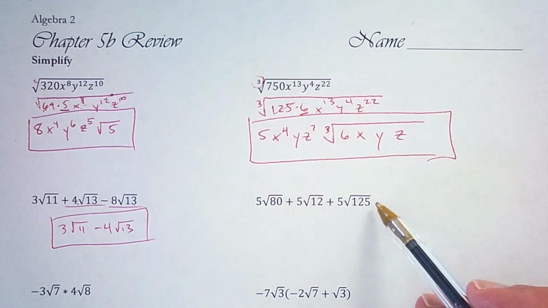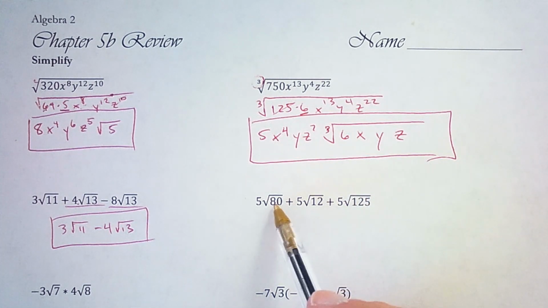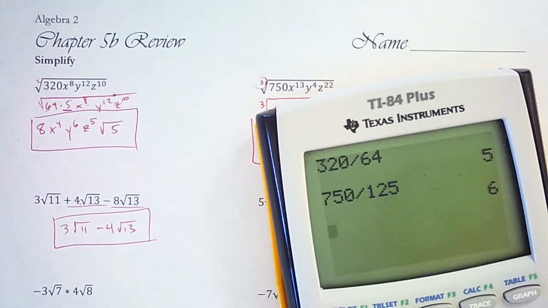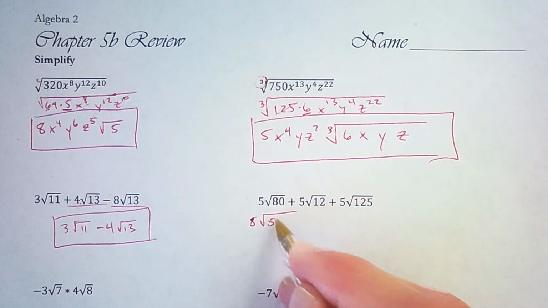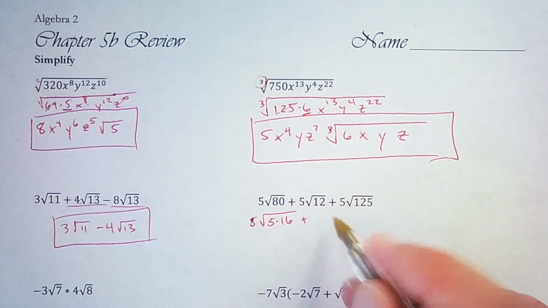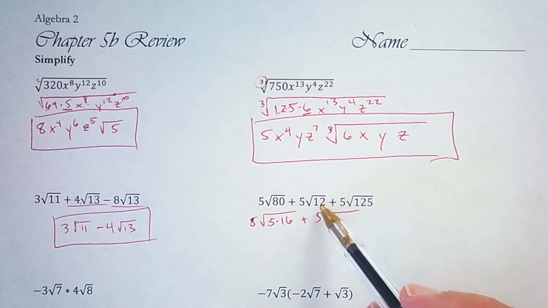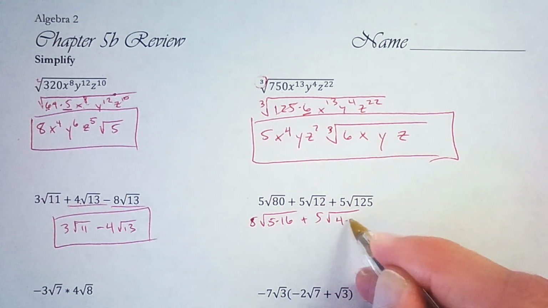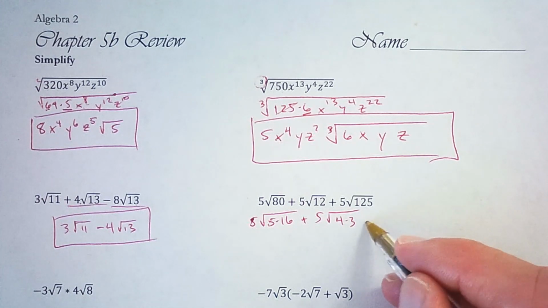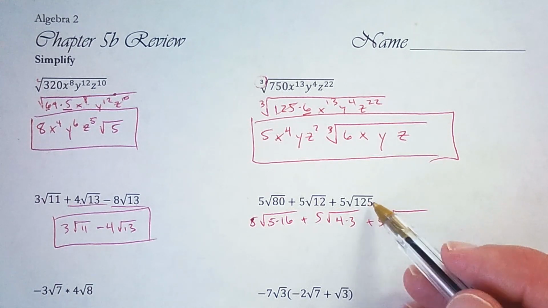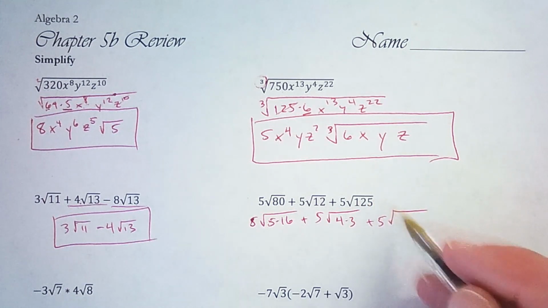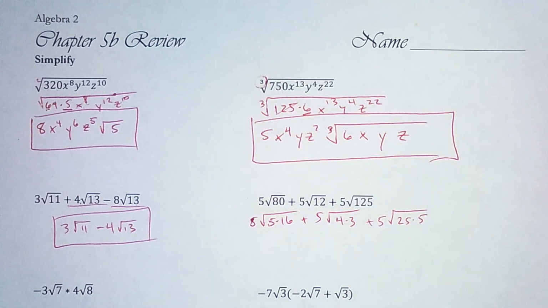Here I've got some to add, but I think I can simplify these. I believe 80 is divisible by 16. So 80 divided by 16 is 5. So I've got 5 times the square root of 5 times 16, plus 5 times the square root of, 4 is a square number that goes into 12, 4 times 3, plus 5 times the square root of 125, which is divisible by 25. 25 is a square number, and 25 times 5 is 125.